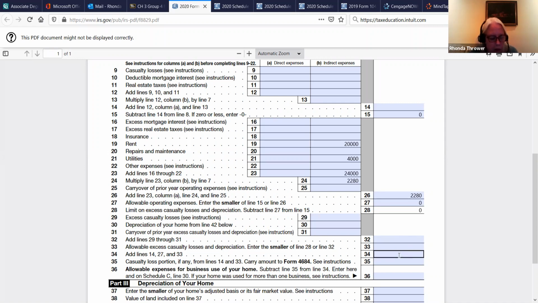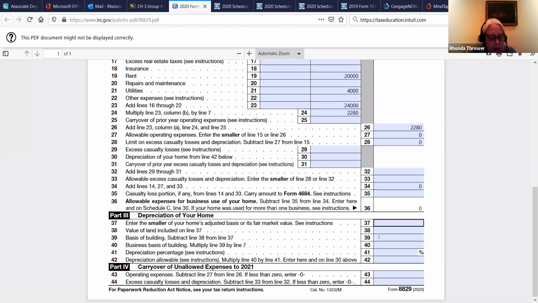So we're going to end up down here on line 34. Are you with me? And it's still going to be 0. And then that carries on down to line 36 is 0. And so part 3, we didn't depreciate anything, so we don't fill out any of this. And then operating expenses, you would subtract line 27, which was 0, from line 26, which was 2280. And so that goes here, 2280.